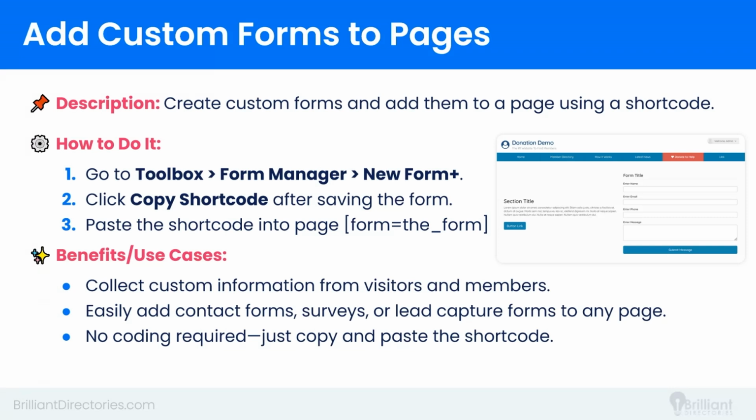So it's a really simple process. You just go to Toolbox, Form Manager, you create your new form, and then once you create and save the form, you'll get a short code. So you just click the copy short code button, and then you can paste that short code into whatever page you want it to appear on. So this is a great way to collect some custom information from visitors or members of your site.